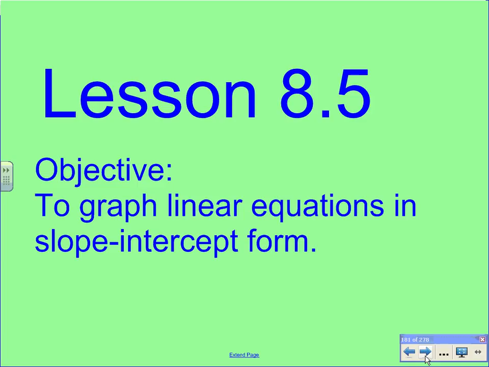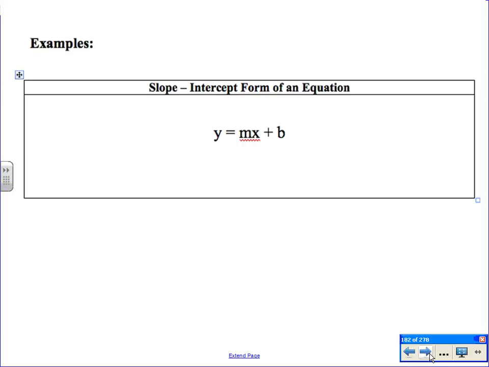So lesson 8.5, we're going to the next page, page 17. So slope-intercept form is what we're learning today. y equals mx plus b. You've seen equations in this form before. So does anybody have any idea what that m is going to be? Shane. Right, slope. So this m is slope.